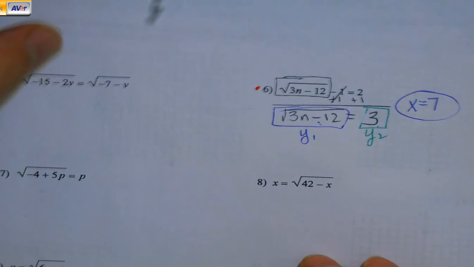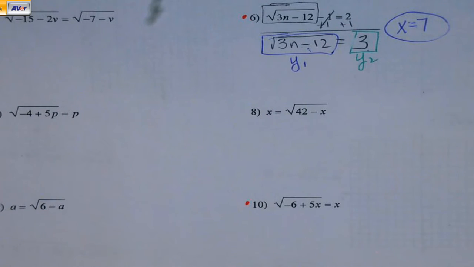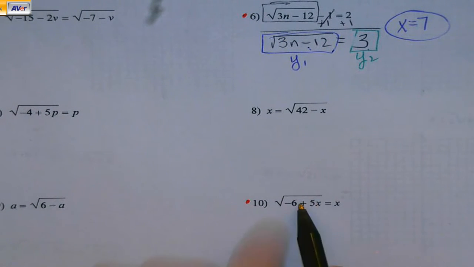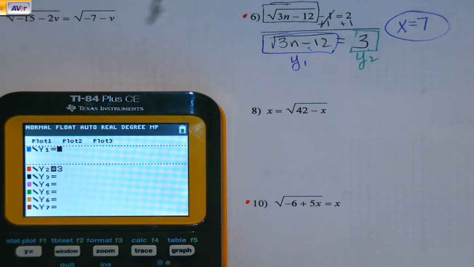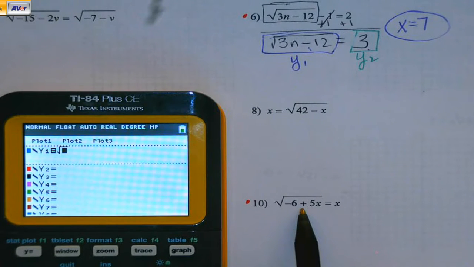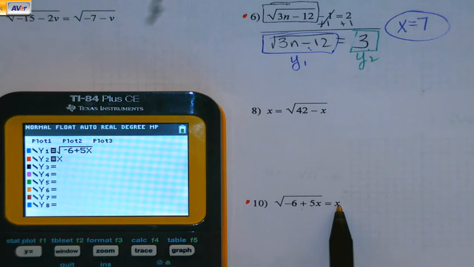The other one I want to take a peek at with you is number 10. Now this time my radical's on a side by itself. I can't do anything else because that's all underneath. So here, I'm going to pull the calculator back out. We're going to clear those out. Second and x squared to get my radical. Type what's underneath. And then the second line is just going to be x.